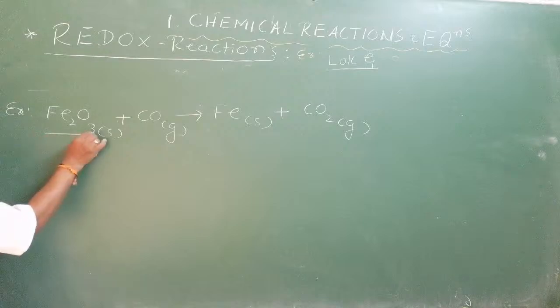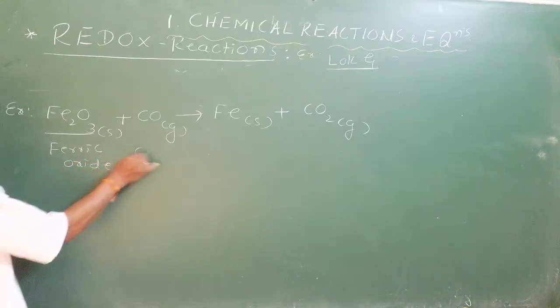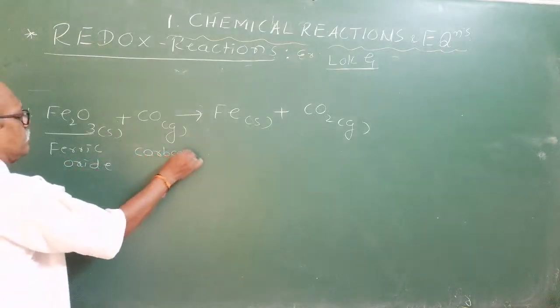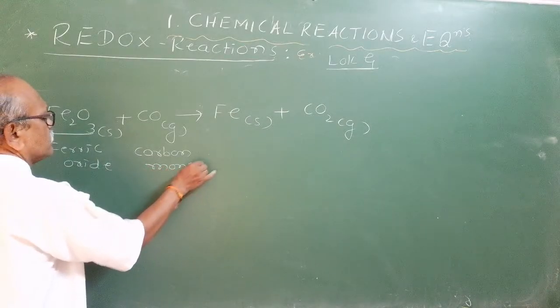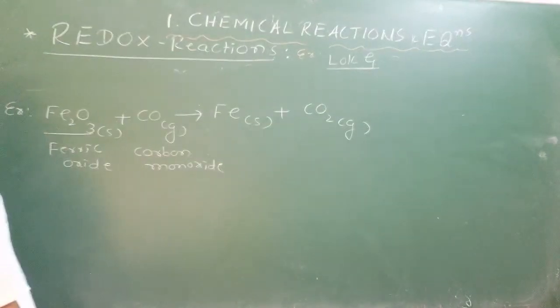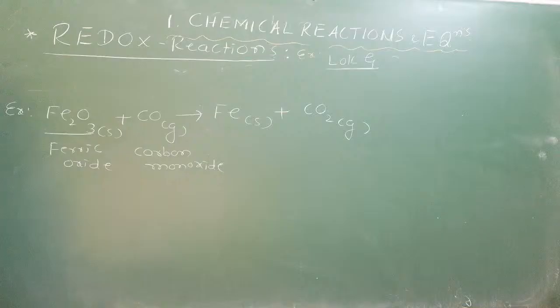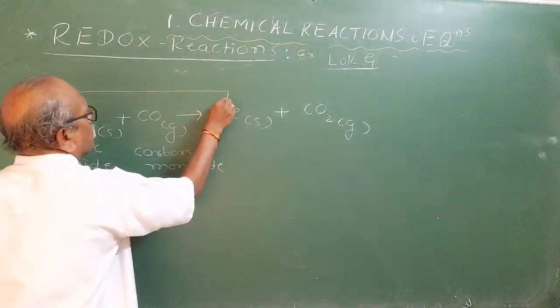Fe2O3 is called ferric oxide. What is the name of it? Ferric oxide or iron 3 oxide. This one is called carbon monoxide. You can understand products easily. Monoxide, that is iron and carbon dioxide. Now, which is oxidized here? Iron oxide is converted to what? Iron oxide is converted to iron.